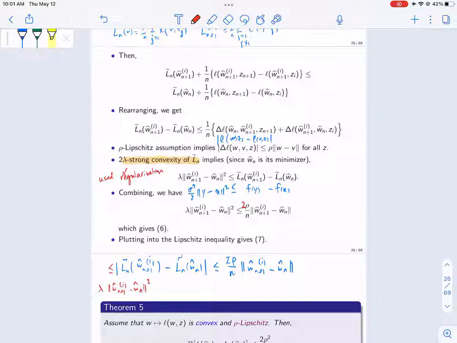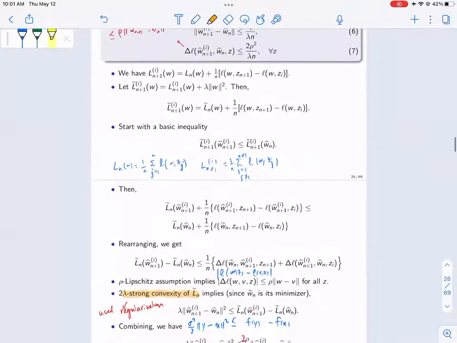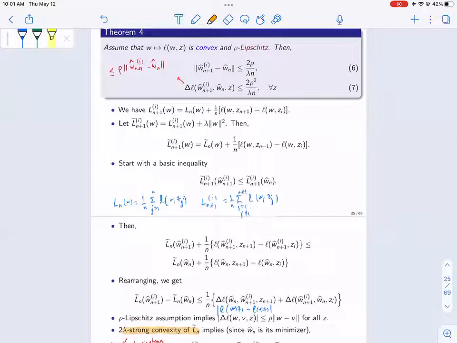So without that, I would still have this one, but I can't relate it to this deviation. So that's the key that allowed us to do that. Okay, so we have this result. Questions?